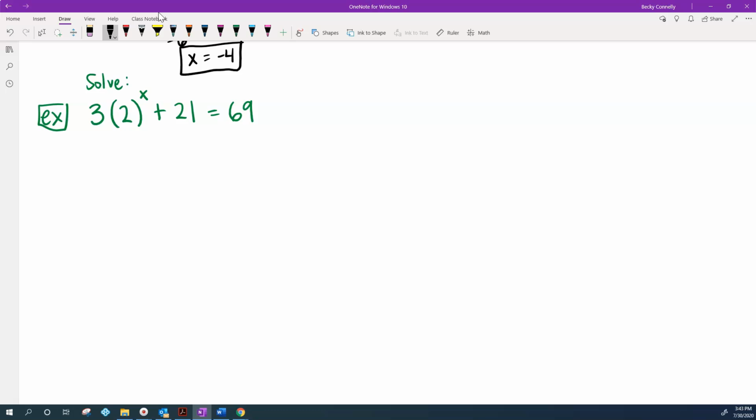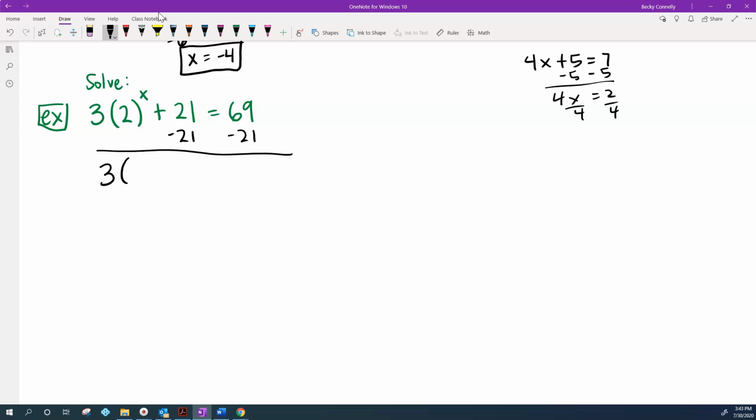Subtracting. Yeah, right? Think about if you just had 4x plus 5 equals 7. You'd subtract the 5 over first and then divide by 4. You always take those same kind of steps. So same thing here. We're going to start by moving that 21 over, so I'll subtract the 21. 69 minus 21 gives me 48. Then that 2 to the x isn't by itself yet, so let's divide both sides by 3. So 2 to the x power equals 48 divided by 3, which is 16.